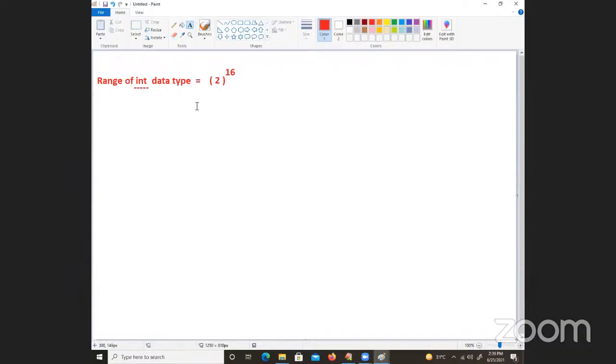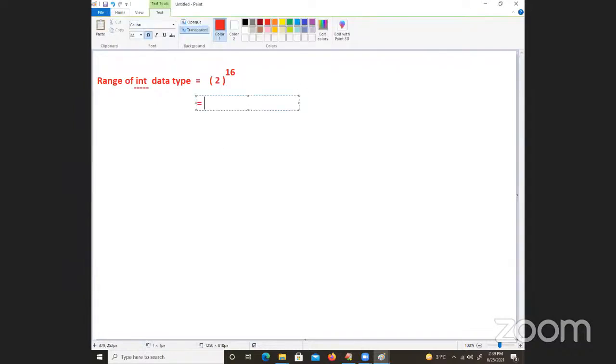2 to the power of 16 means what? 2 into 2 into 2, 16 times. If I multiply, 65,536 will come. If I do 2 into 2 into 2, 16 times, you will get 65,536. It is from where? It is from number 1 2. Next, I am going to talk about it.